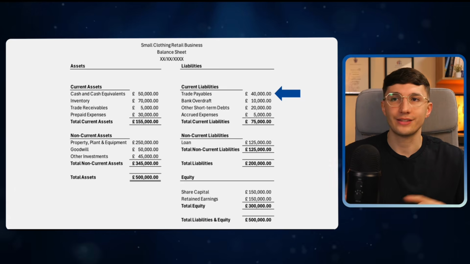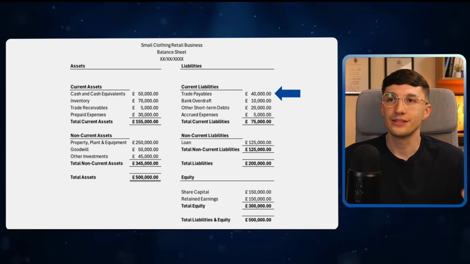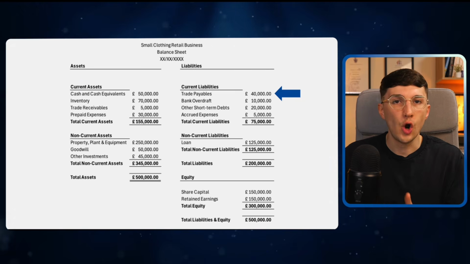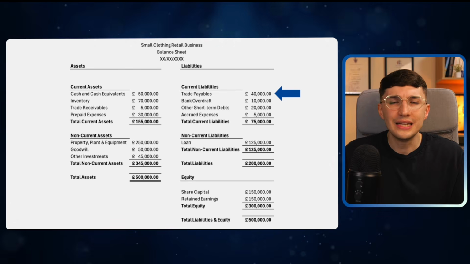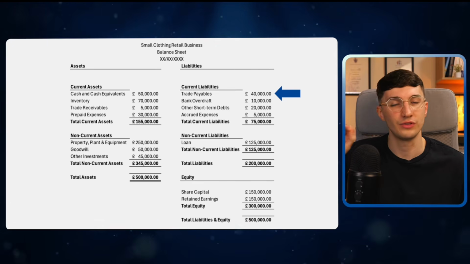So for an example, let's say I've bought £100,000 worth of raw materials. Now in this example, let's say I've already paid that supplier £60,000, but I still owe them £40,000, but I don't need to pay them until 60 days' time. That's why we have trade payables at £40,000.